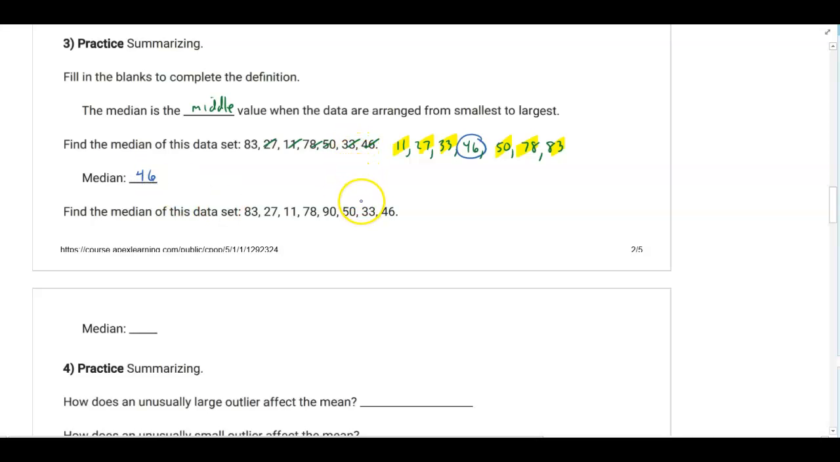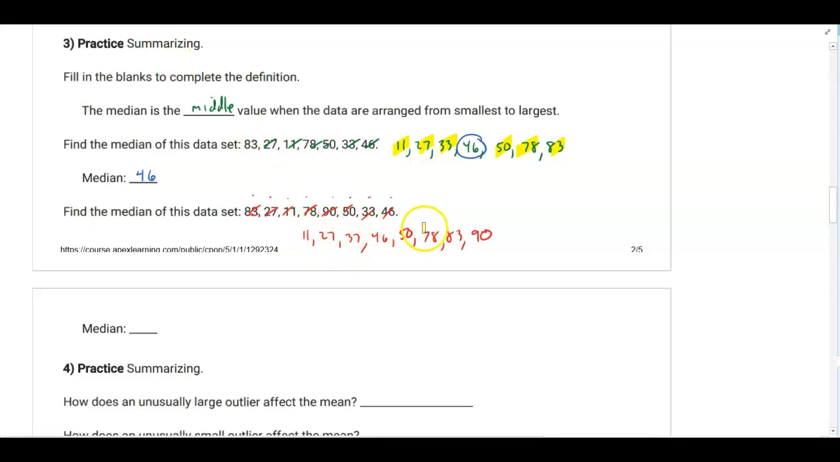Okay? Now the next set of data, I'm going to go ahead and order that. So I go 11, 27, 33, 46, 50, 78, 83, and then 90. Now when I look here, if I count the number of pieces of data, I have 1, 2, 3, 4, 5, 6, 7, 8 pieces of data.